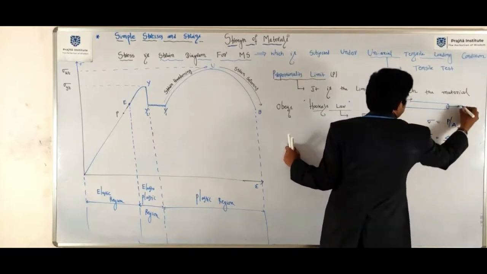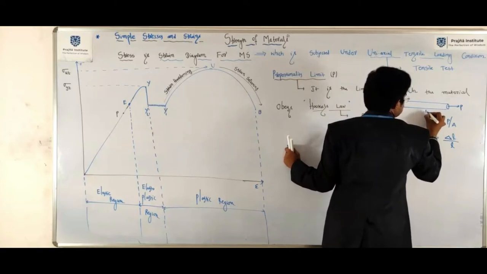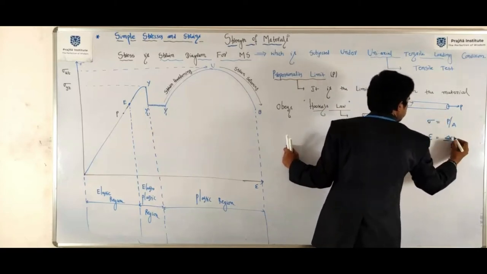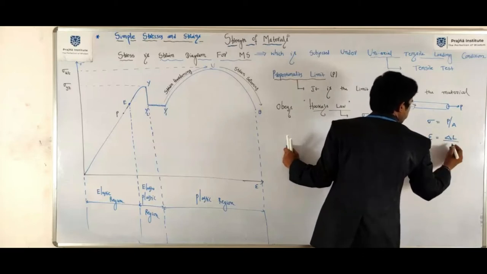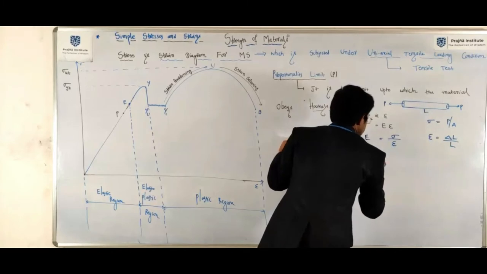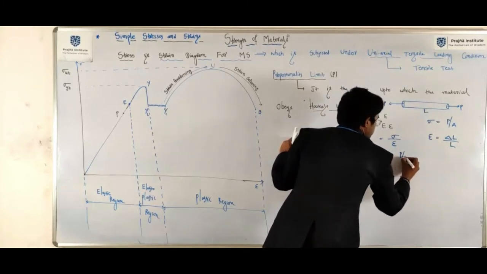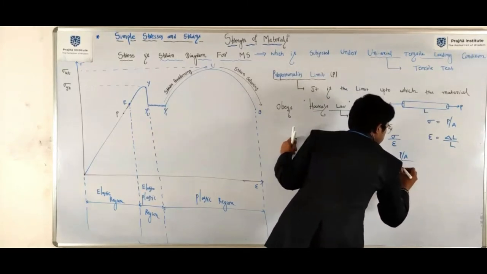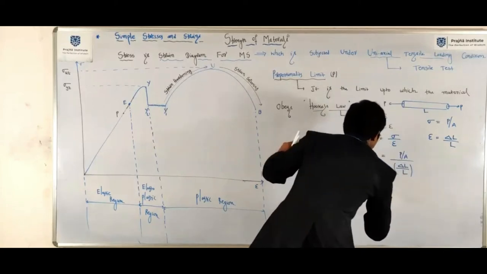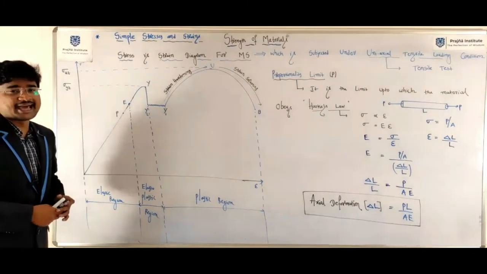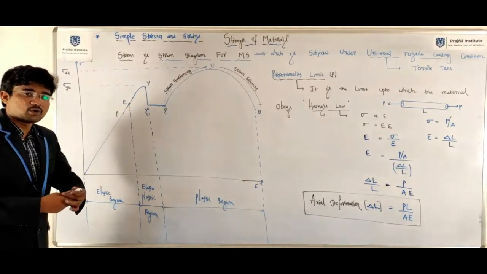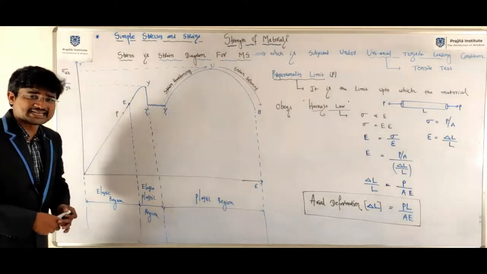This particular thing is P, this is L, and you can take delta L by L. Now, E equals P by A divided by delta L by L. Then you will get the stress versus strain diagram for mild steel, which is subjected to uniaxial tensile loading. It is nothing but the tensile test.